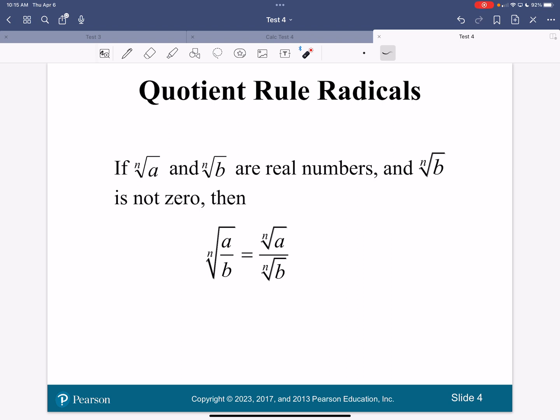If it's helpful for us to divide and then take the nth root, we can do that. If it's helpful for us to break it up and take the nth root of the numerator and the nth root of the denominator, we can do that. Okay? So let's do these.